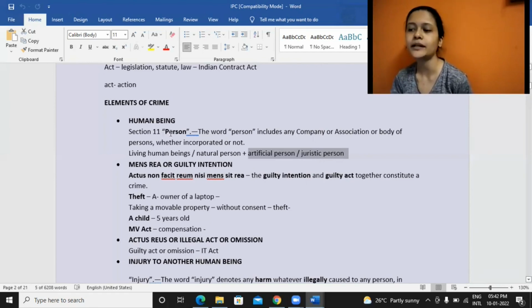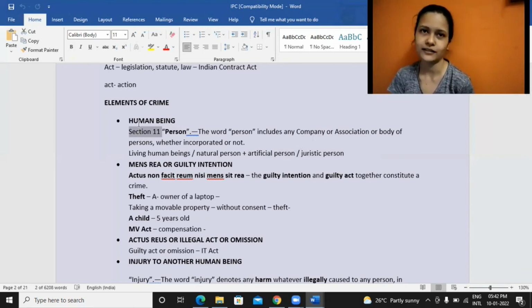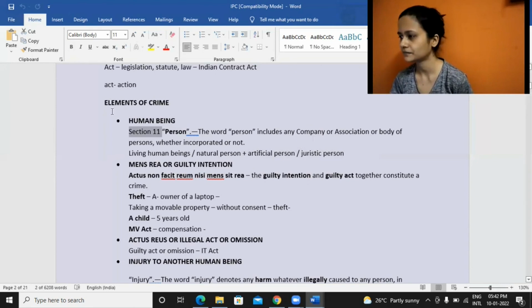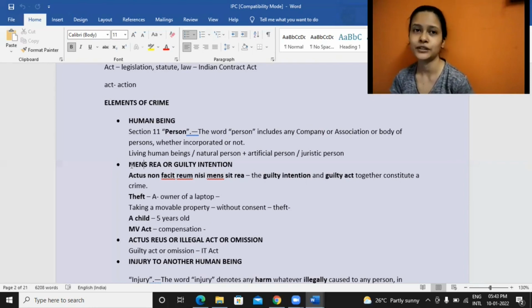So that is nothing but person, which is defined in section 11 of IPC as well. It says person includes any company or association or body of persons, whether incorporated or not. Those also will be included in this definition of person. So a case can be filed against them also, and they may also file a case, basically. In case of cheating also, you would see there are sections like 420, sections like 499, 500. There we mostly see companies also being parties, cases being filed against companies as well.